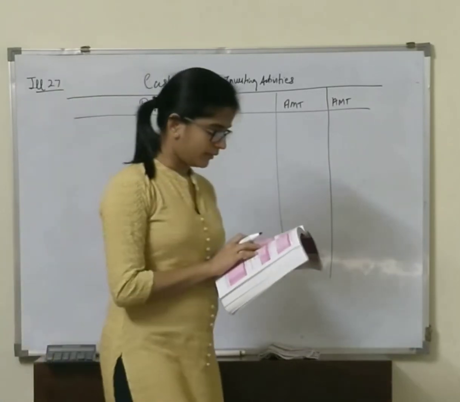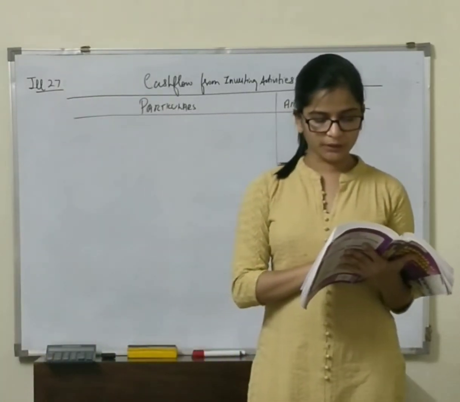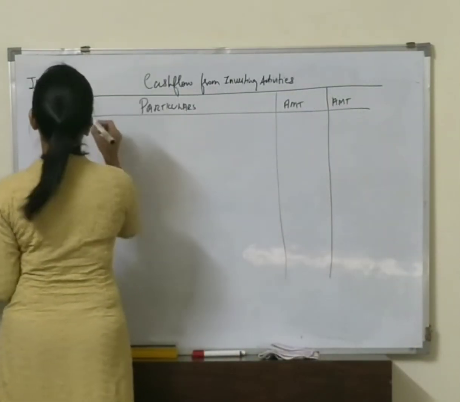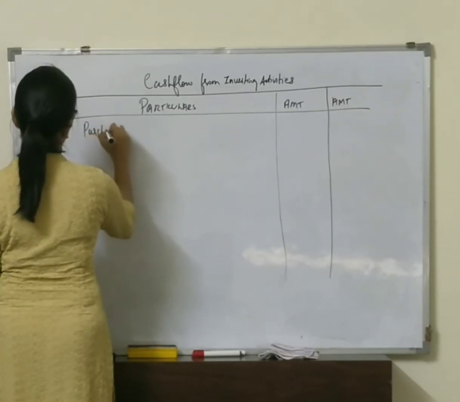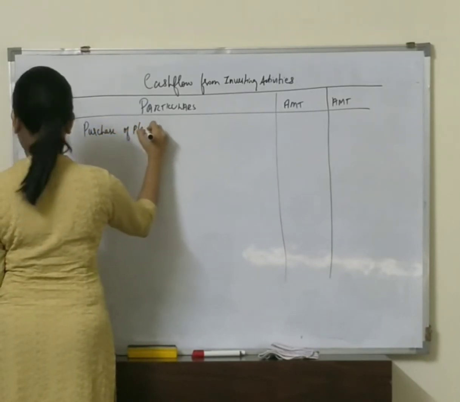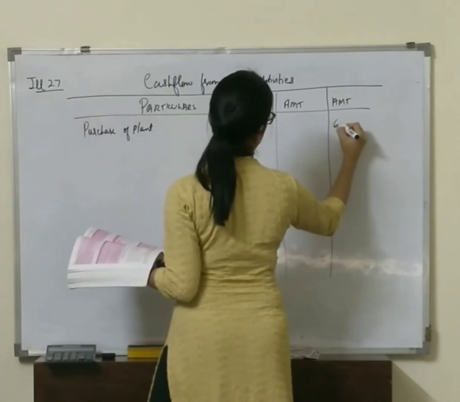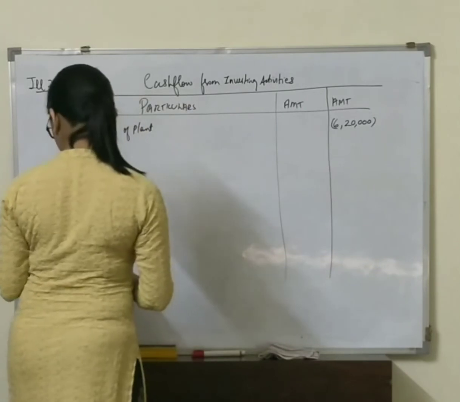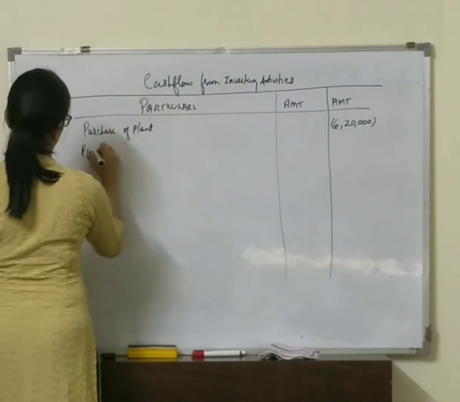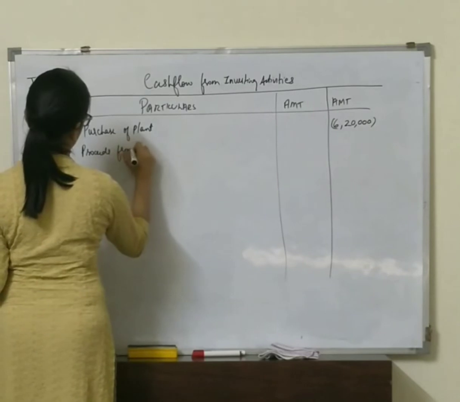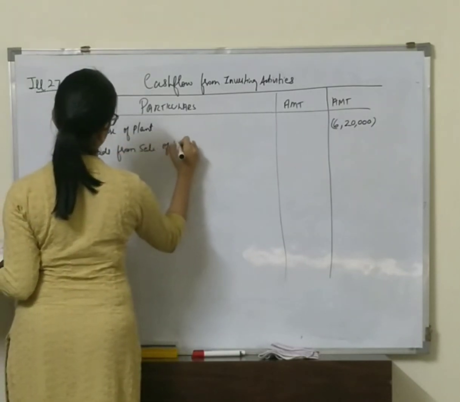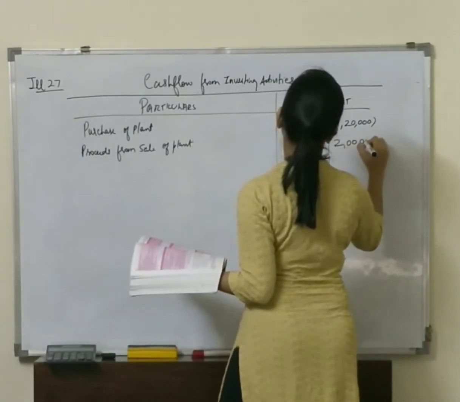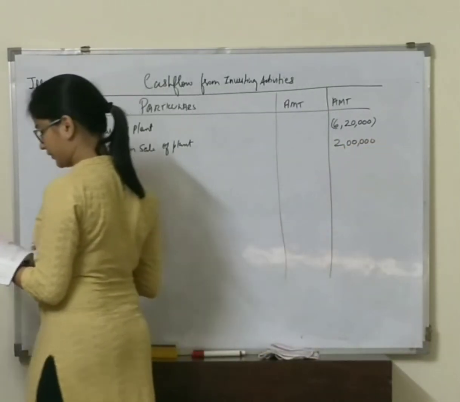So plant, there is purchase of 6,20,000 and sale of 2 lakh. So what will we write? First we can write purchase of plant. How much is the purchase? 6,20,000. Whenever there is purchase, it would be a negative figure. Why? Because there is a cash outflow. Then we have sale. Proceeds from sale of plant. It is 2 lakh. This would be a positive figure. Why? Because money is coming in.